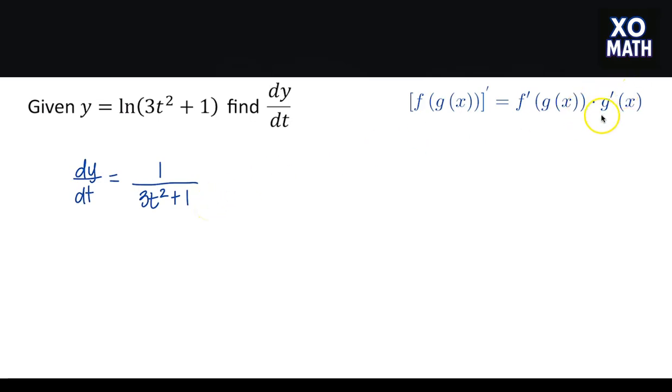And then the rest of the chain rule says now times, we're going to multiply by the derivative of that inside function. So we're going to have times the derivative of the inside, just a power rule, which is 6t. And so really what happens is that inside derivative can be multiplied to the numerator. So we end up with the final answer here of 6t over 3t squared plus 1.